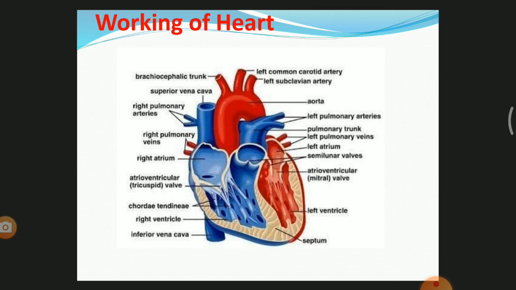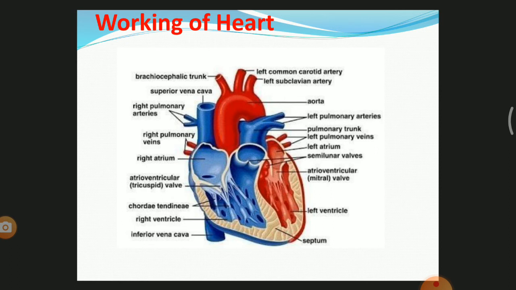In the pulmonary arteries there are also semilunar valves. The semilunar valves maintain the unidirectional flow of blood. Once the blood enters the pulmonary arteries, it cannot flow back into the right ventricle. And when the left ventricle contracts, it puts pressure on the blood inside the left ventricle, and then that blood enters the big artery, the aorta.